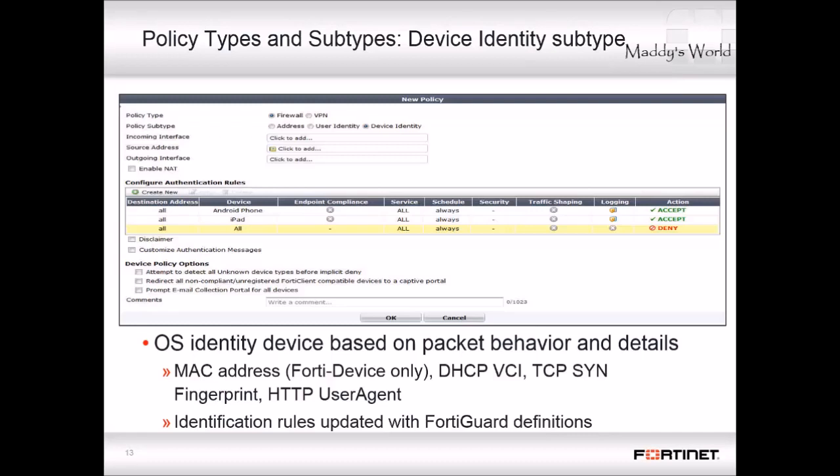It also uses DHCP VCIs, so long as the FortiGate sees the DHCP traffic passing through it, the TCP SYN fingerprint, and HTTP user agent. The OS handles the detection with rules that are updated along with the normal FortiGuard definitions packages. If you are going to make use of this feature, make sure your device stays updated with a FortiGuard contract. Manufacturers are coming out with new devices all the time, so out-of-date definitions could lead to misidentification of devices. We'll cover this feature shortly.